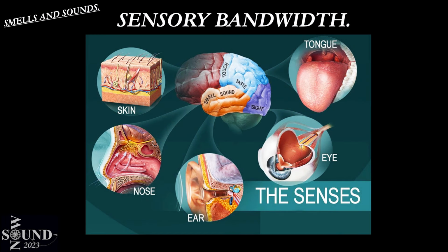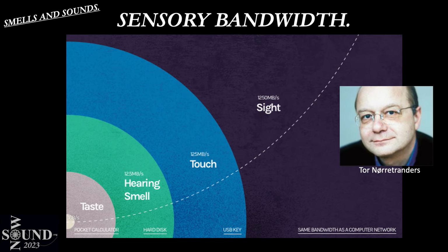Now, here we are. Danish physicist Tor Nørretranders developed this chart which has the bandwidth. And if we look at all the senses, we have touch, smell, hearing, sight, taste. So this is the sensory bandwidth, and sight is the largest. He compared it to megabytes per second. Sight is 1,250 megabytes per second. Touch is the next one down, 123 megabytes per second.